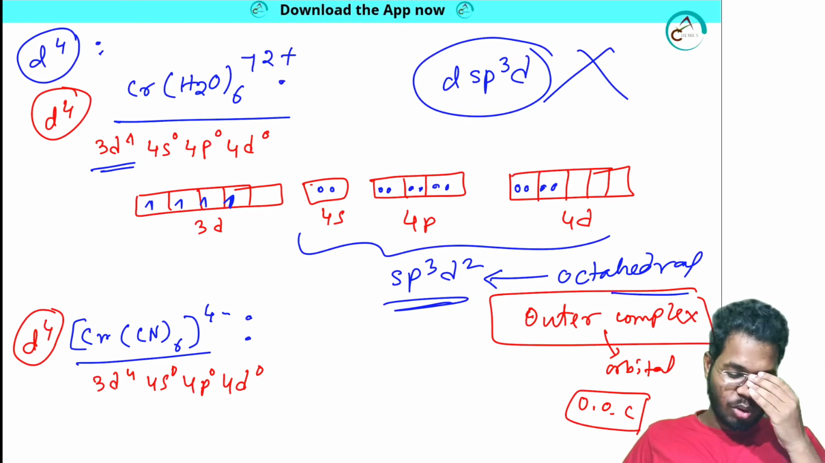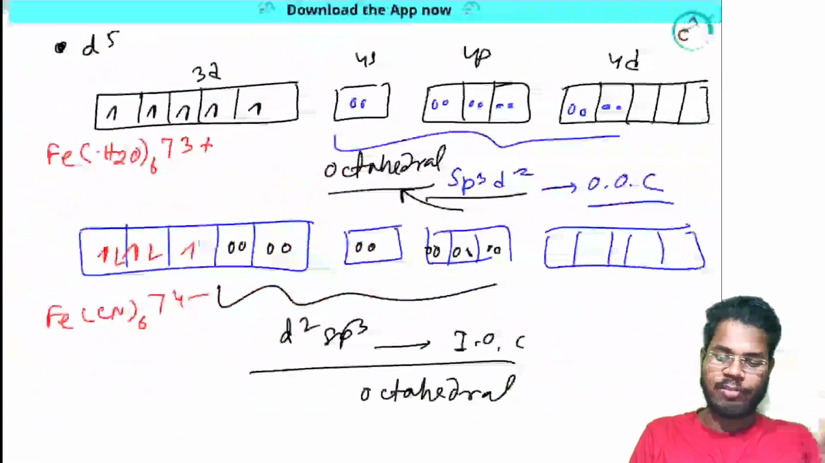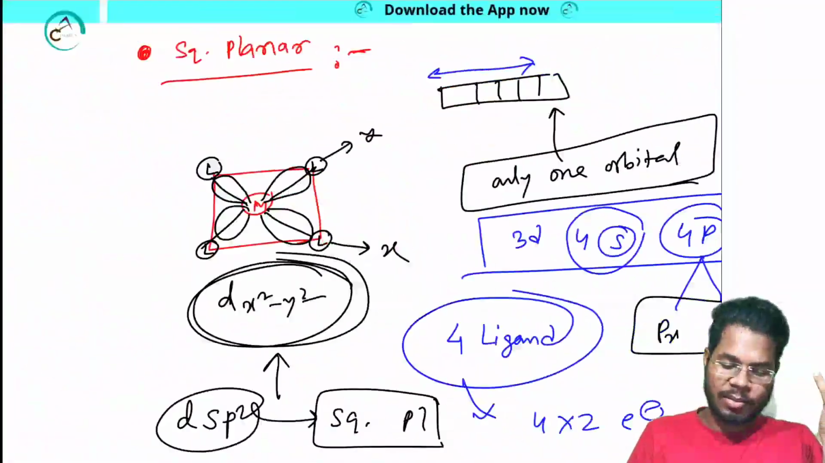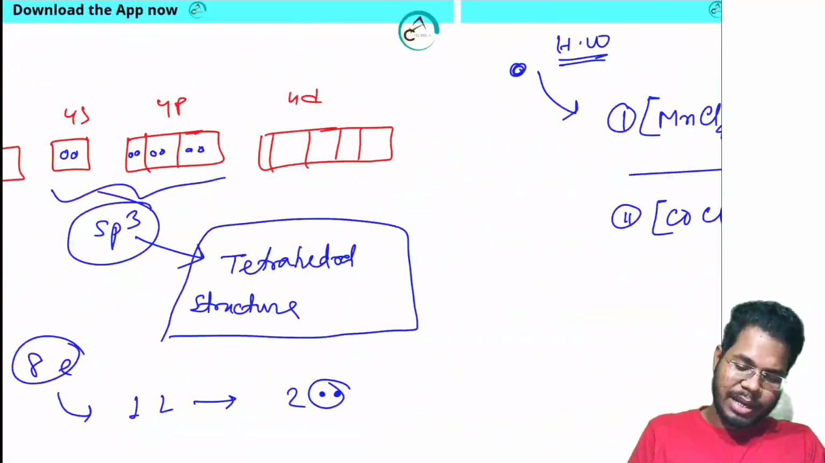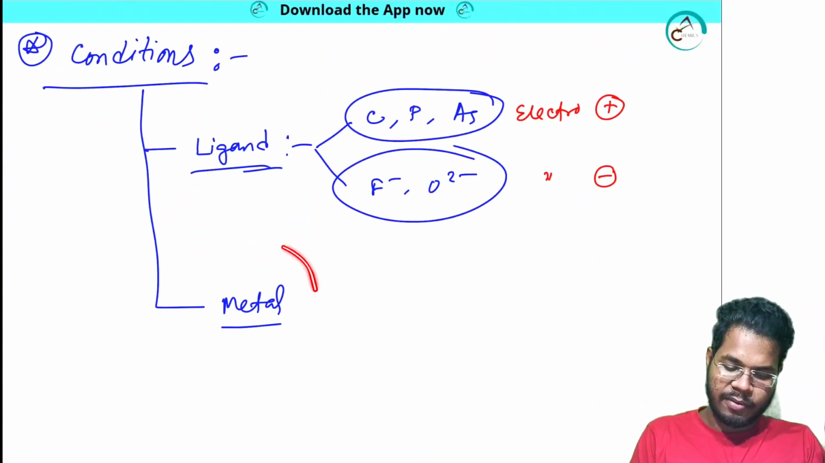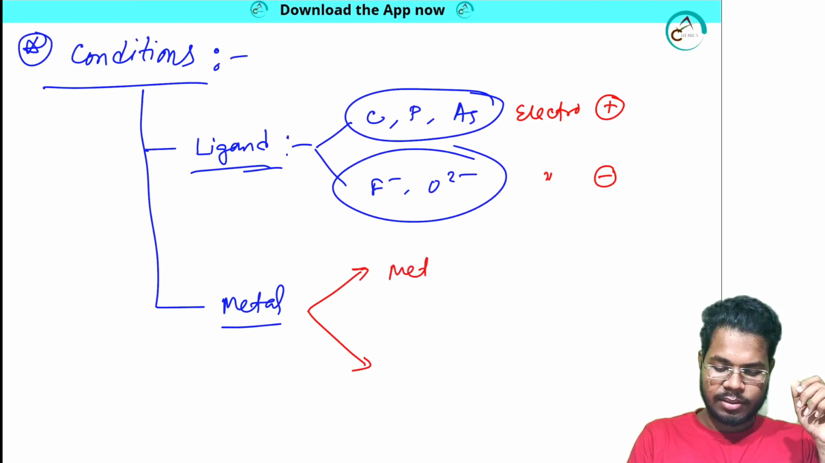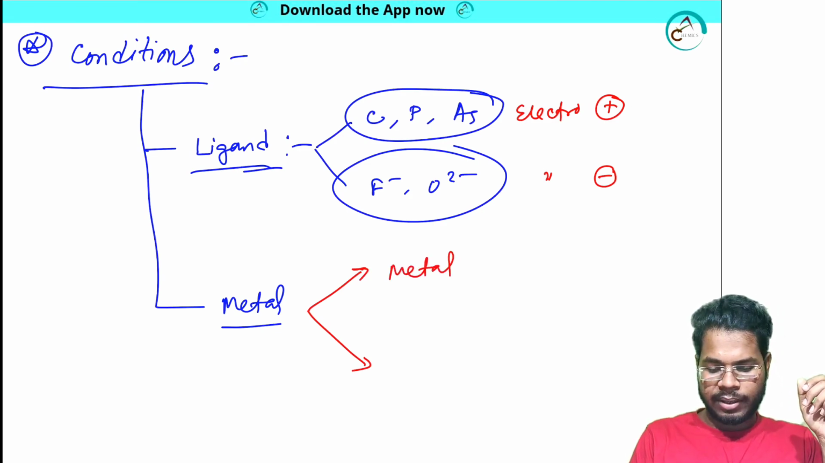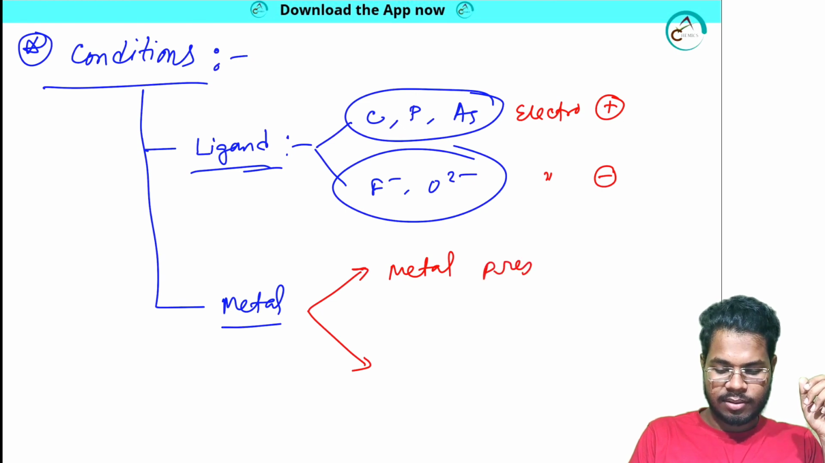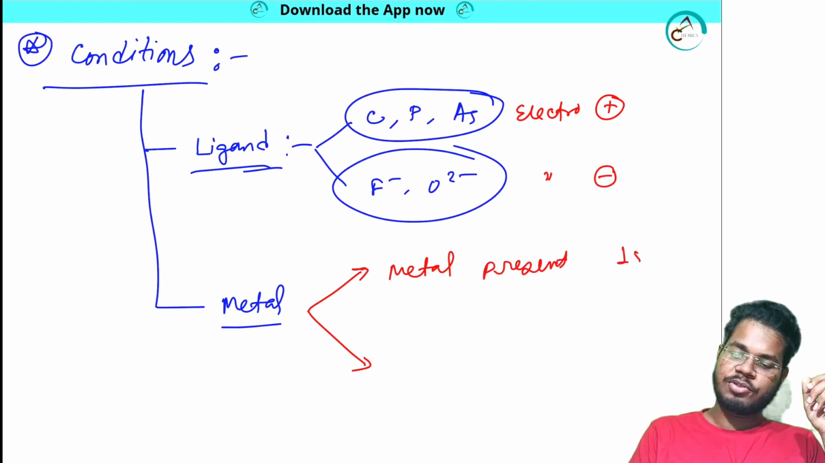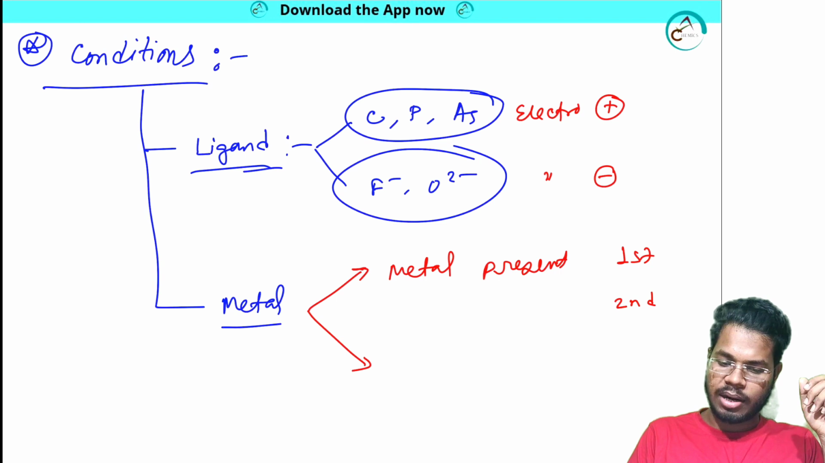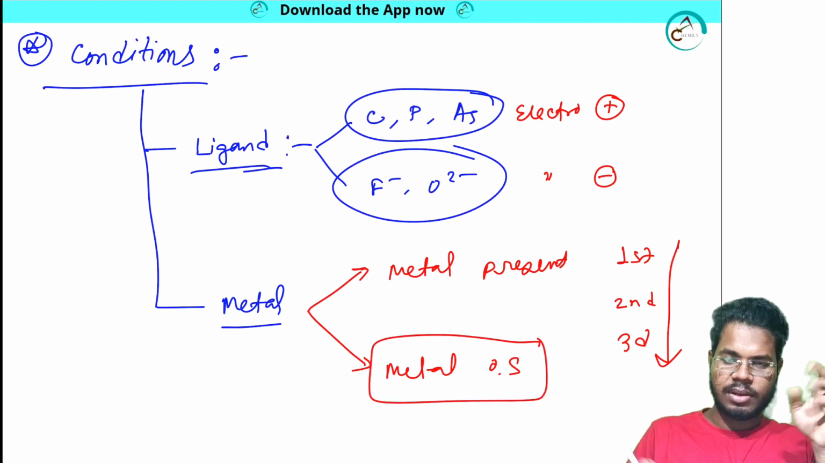Okay. I hope you have got the point of whatever I told you regarding ligand chemistry, the ligand factor. Now let me come to the metal factor. The metal factor can be divided into two parts. First, the metal present in the first, second and third transition series. And the second factor is the metal oxidation state.